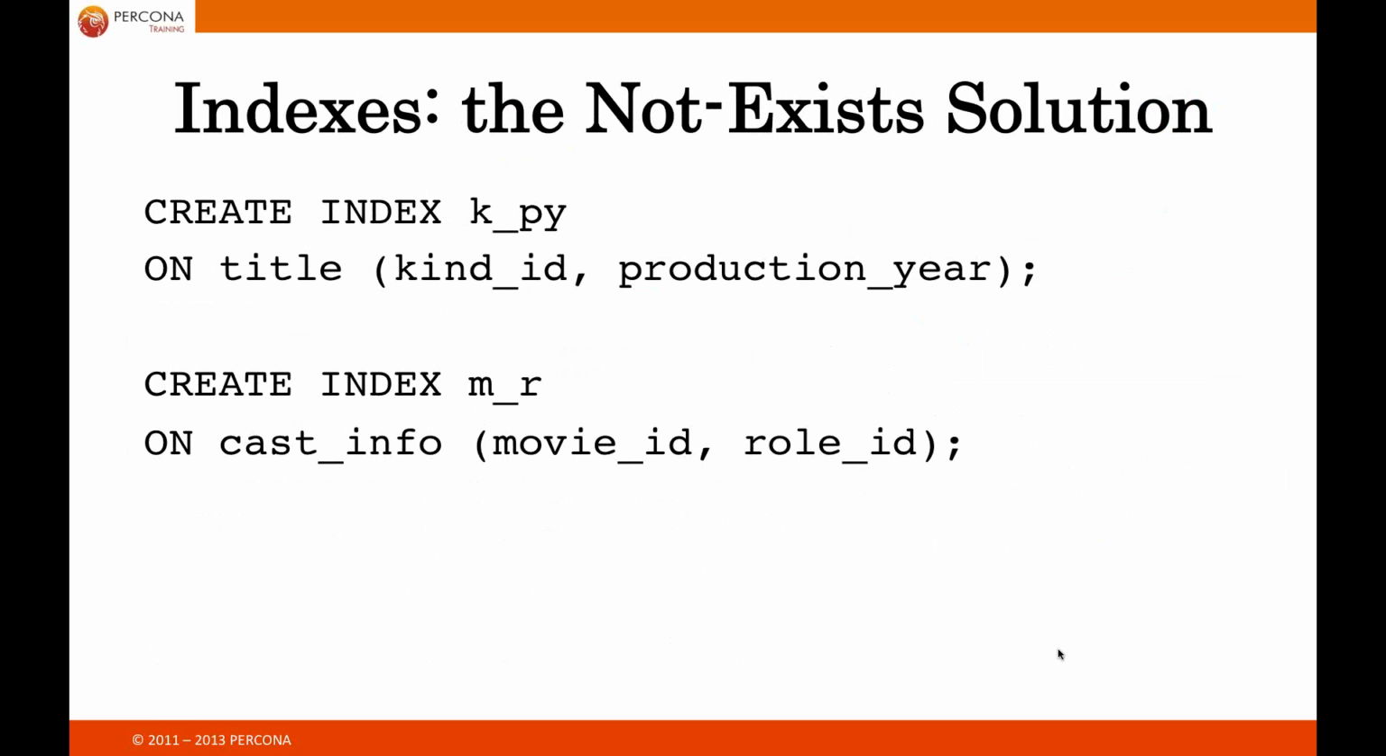Create index MR, and this is the second one on this slide, and that is for the subquery on the cast info table. For each of the movies in the outer query, we'll look up a particular movie ID, so that becomes the first column of the index. And then when those are matched, also consider the role ID to make sure that we're considering only directors. And that is the second column of the index.